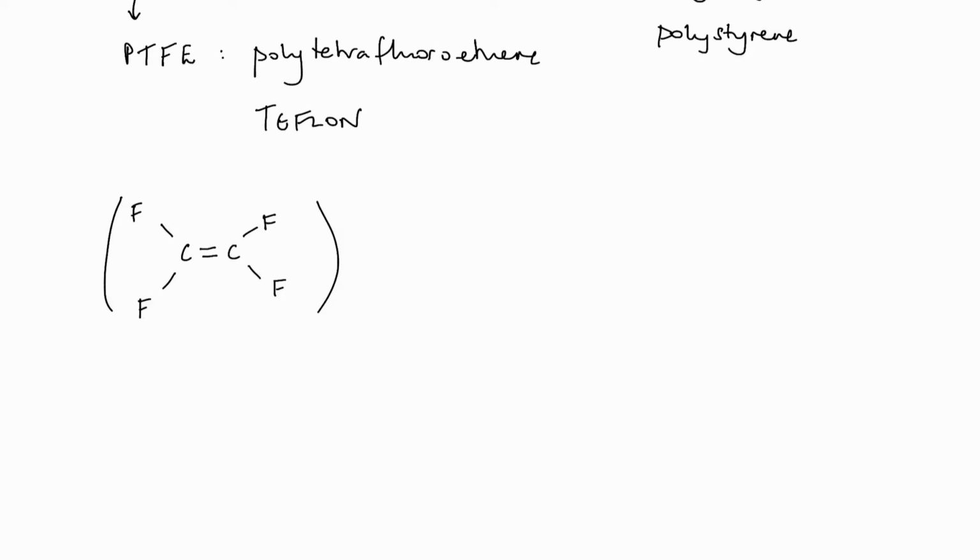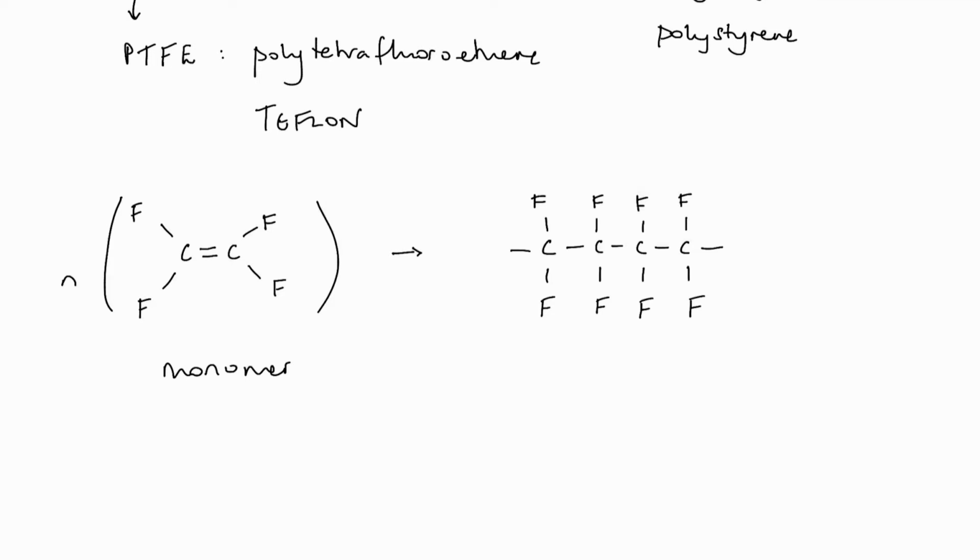And what we find is if we take a large number of those and polymerize them, we end up with a polymer that looks not unlike polyethene, but obviously with fluorine atoms in the place of hydrogen. So that is my monomer, and this would be the repeat unit of my polymer.